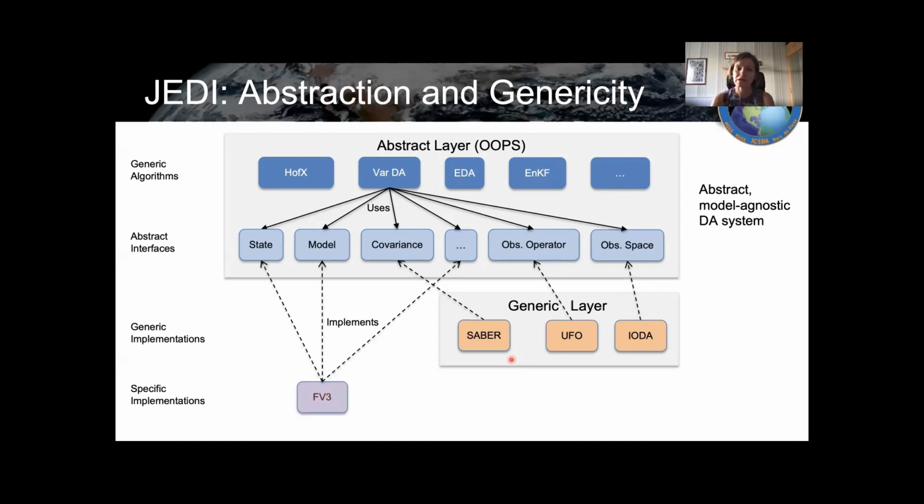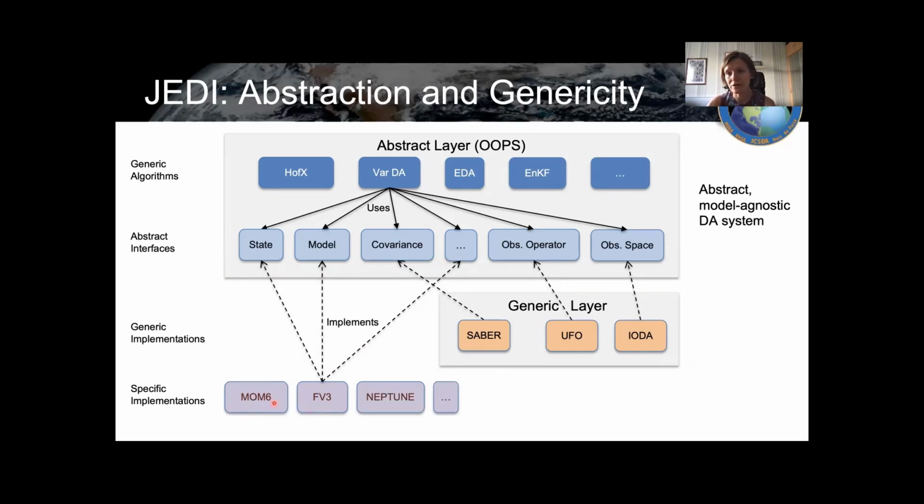So then, of course, there are things that are model specific and have to be implemented for specific models. An example here: we also have an FA3 JEDI interface, which implements blocks like state, model state, and the model itself, or the model class in OOPS, which is slightly different from the model itself, and perhaps some other classes.